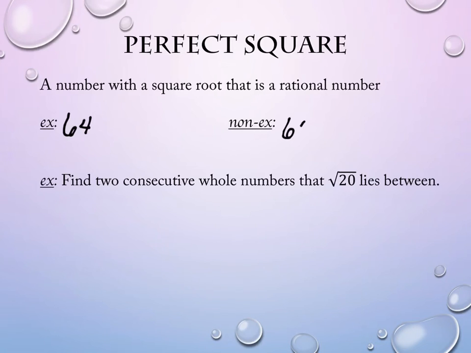But 65, not so beautiful. If I take the square root of 65, I don't get a nice number. I get something with awkward, weird decimal expansions. Right? It's not a perfect square. Can you give me an example besides 64 that is a perfect square? 36. Absolutely. Can somebody give me another one? 4. All right, let's add a couple more over here on my non-examples.